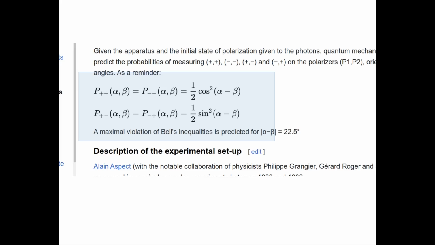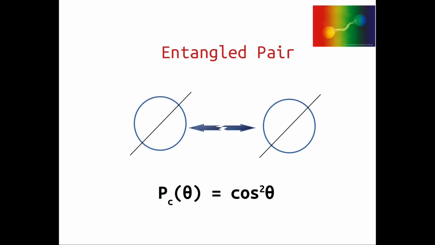Remember, this is the prediction of quantum theory if you do a Bell test experiment using quantum entangled photons. So when you add the plus and minus probabilities together, you get a correlation probability curve of cosine squared theta, theta being the angular difference between the 2 polarizing crystals. This is the quantum theoretical prediction of the result of a Bell test that uses entangled photons.